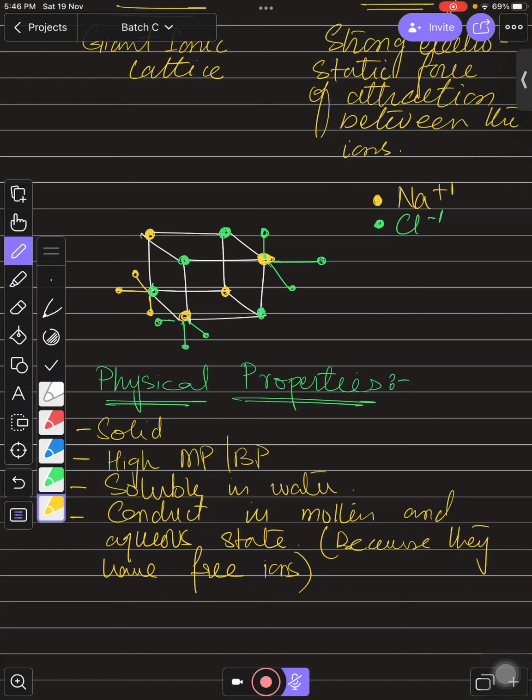And they are well soluble in water. They have high densities and high melting point and high boiling point. They are solid at room temperature. These are 4 physical properties that you need to remember.